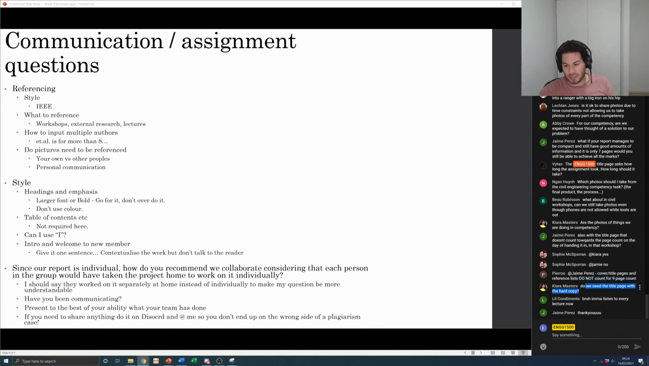Do we need the title page with the hard copy? Yes. So for the hard copy, take what you did as a soft copy and then just hit print. Okay, give me exactly that as a printed copy and then staple the cover sheet to the front of it.